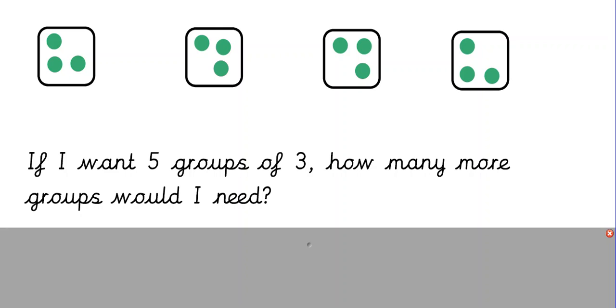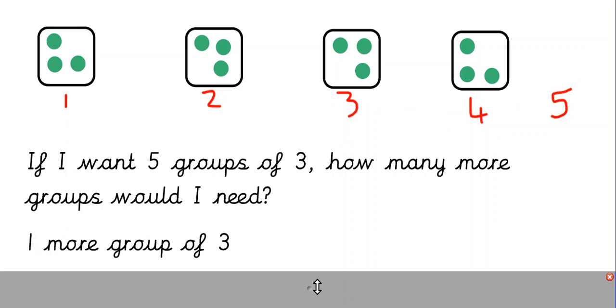Let's have a look at the answer. So, first of all, I'm going to count out how many groups I've got already. So I've got 4 groups. I want 5 groups. So that means that I would need 1 more group of 3. Well done if you got that one correct.